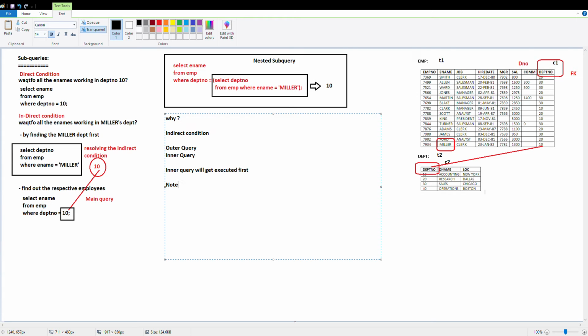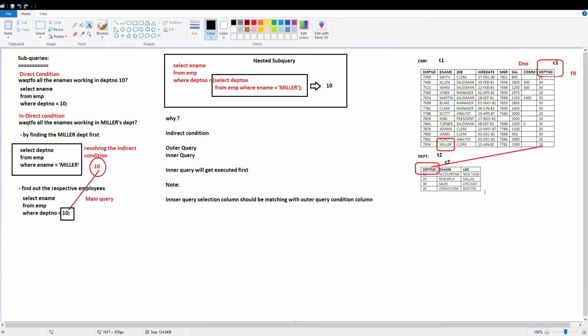And the next thing is one important note. Whenever you are writing a subquery, the inner query selection column should be matching with the outer query condition column. So what I mean to say is, this is your outer query condition column, and this is your inner query selection column. These two should always be matching.